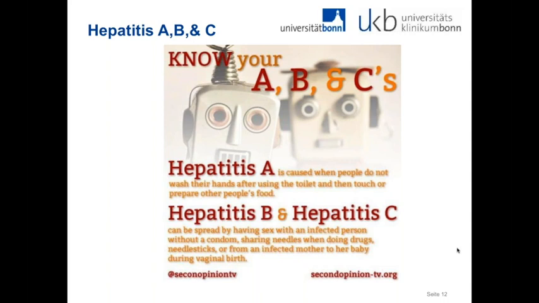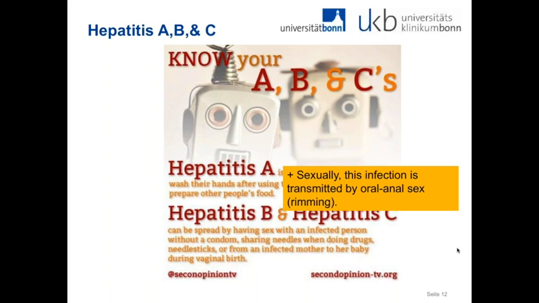But next, if you just push the button once, what people forget is that it's also transmitted in a sexual context, in particular the setting of men who have sex with men, and that is by oral-anal sex. If you use the tongue to stimulate your partner anally, that's what we call rimming. And obviously rimming comes with an increased risk of that transmission in particular. Next slide.